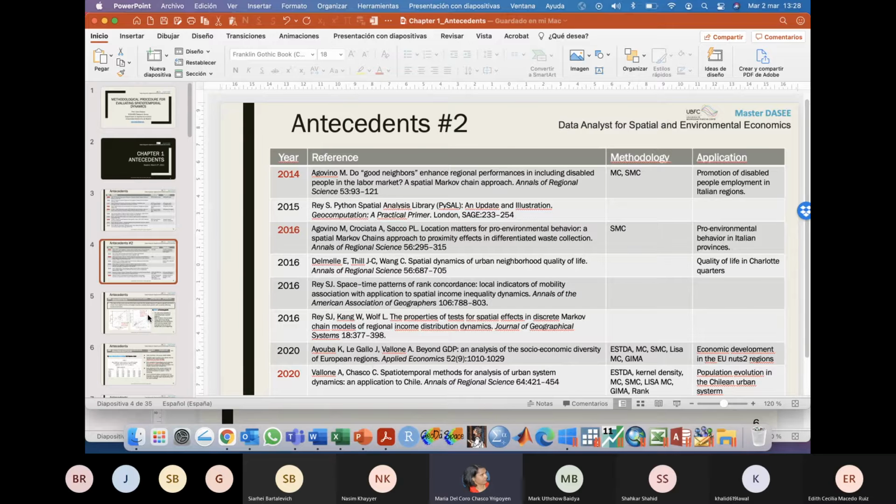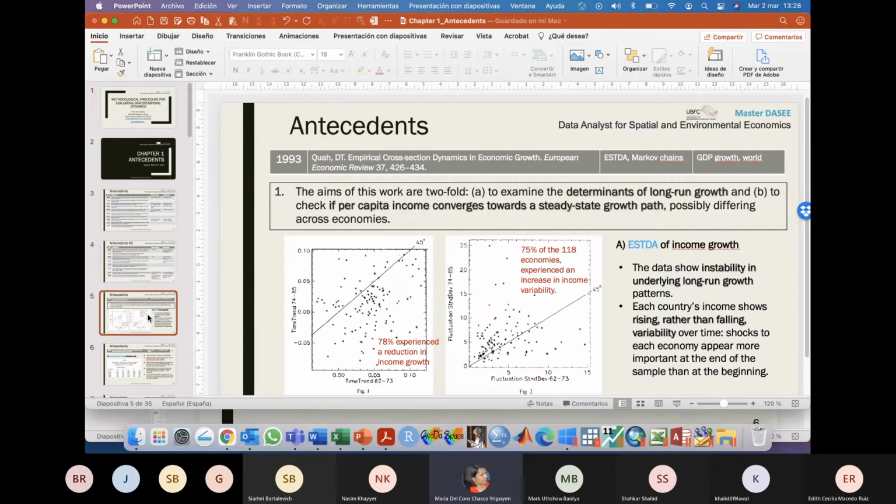Okay, let's go to this first paper. This first paper, for me, is very, very important. It was written by Danny Quah in 1993. It is entitled Empirical Cross-Section Dynamics in Economic Growth. It was published in the European Economic Review.